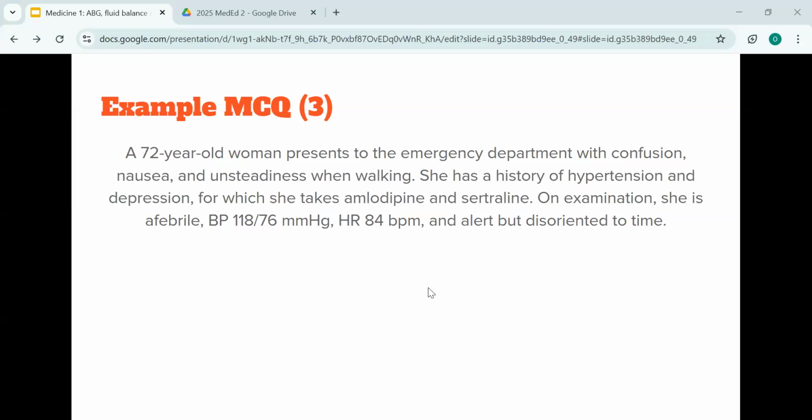So you have a 72-year-old woman presenting to the emergency department with confusion, nausea, and unsteadiness when walking. She's got a history of hypertension and depression, for which she takes amlodipine and sertraline. On examination, she's afebrile, so no fever, a normalish BP, normalish heart rate, alert but a bit disorientated to time.